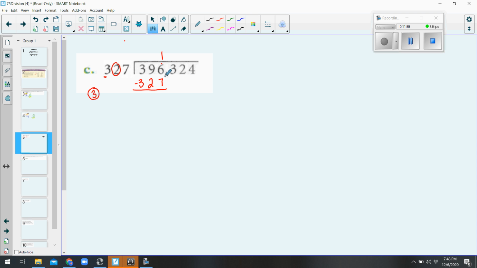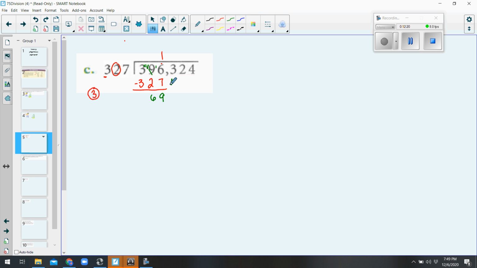I cannot say 6 minus 7, so I'm going to borrow 1 from the 9 and make it an 8. The 6 becomes 16. 16 minus 7 is 9. 8 minus 2 is 6. And then that is 0. Compare. 69 is less than 327.